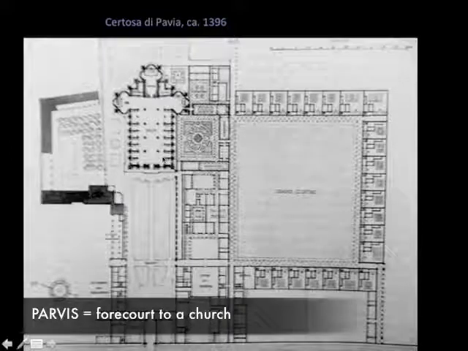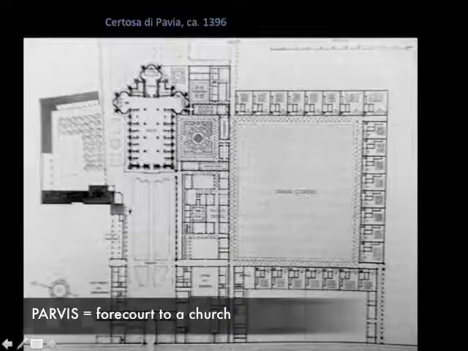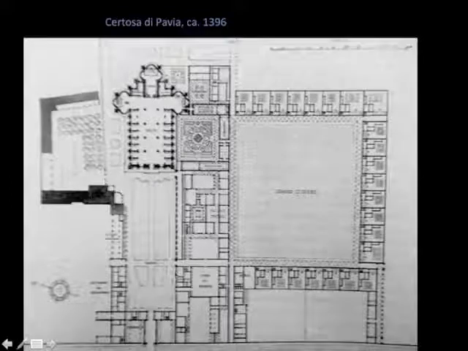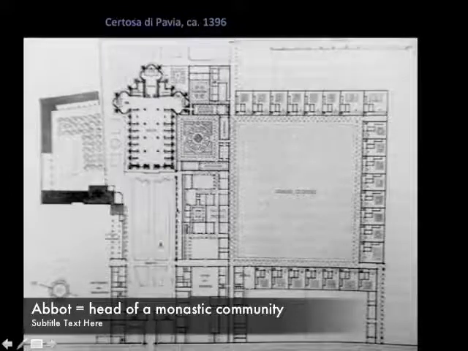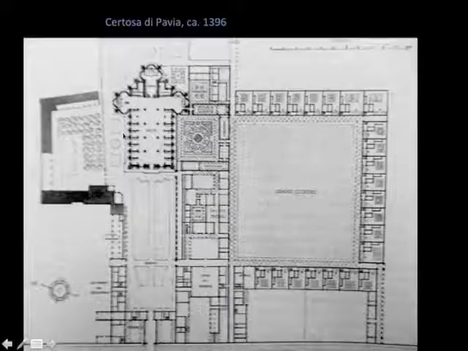And in this forecourt, called a parvis, this is a place that the laity and the abbot, the leader of the monastery, could get together and exchange goods. For example, the laity might bring chickens in exchange for the honey that the monks have made and things like that. And that could happen in this space.